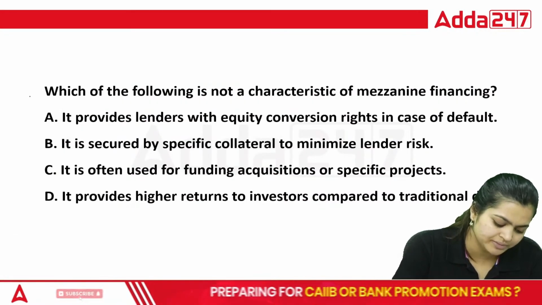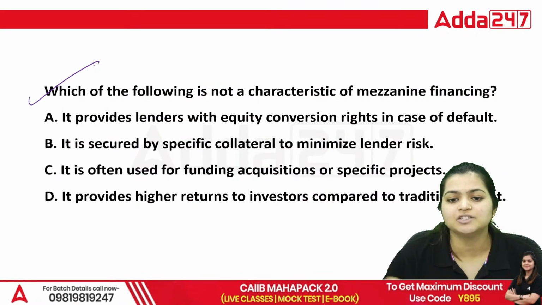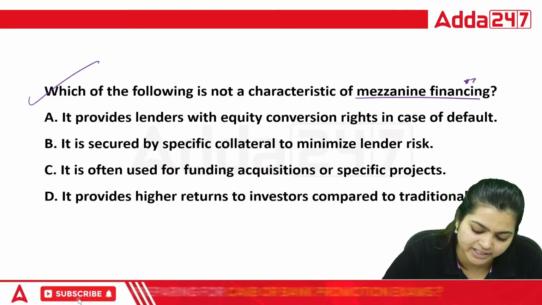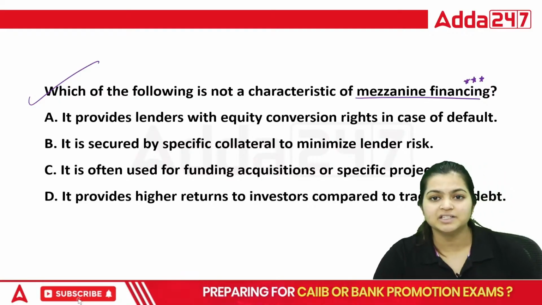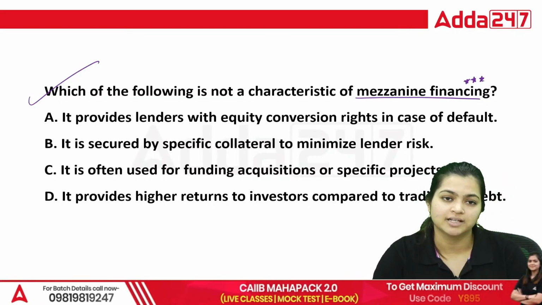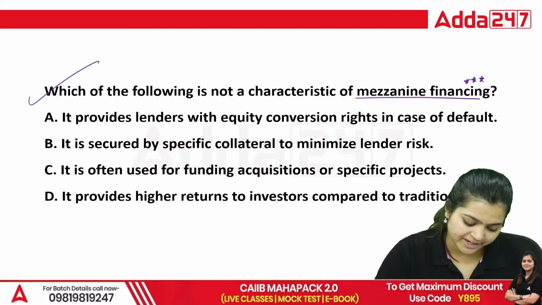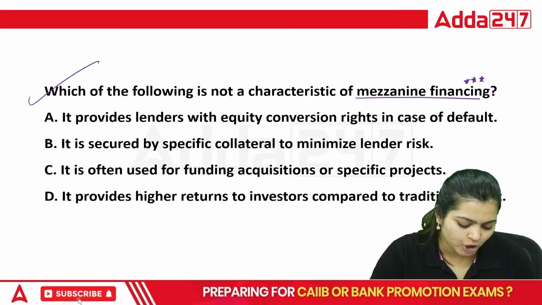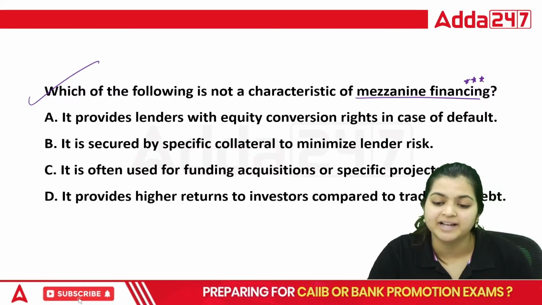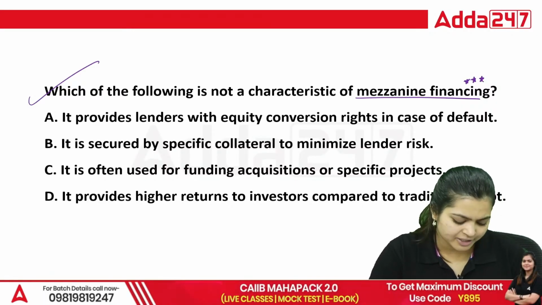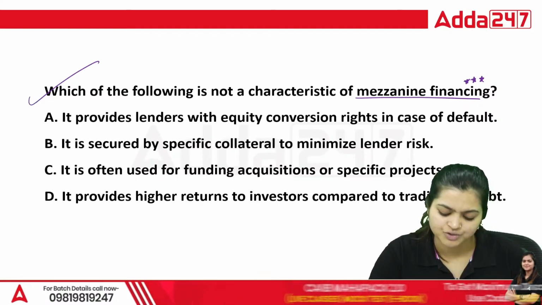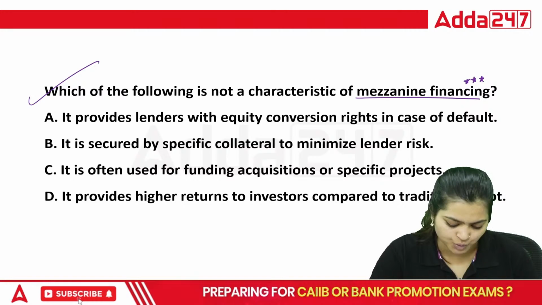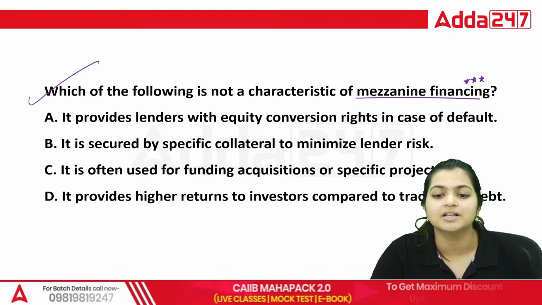Coming to the next question. Which of the following is not a characteristic of mezzanine financing? Now this is a very important type of financing. In your previous attempts also there was a direct question based on this. First option, it provides lenders with equity conversion rights in case of default. B, it is secured by specific collateral to minimize lender risk. Third, it is often used for funding acquisitions or specific projects. Fourth, it provides higher returns to investors compared to traditional debt.